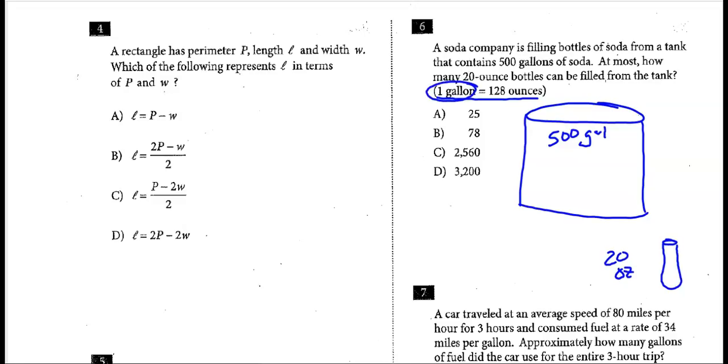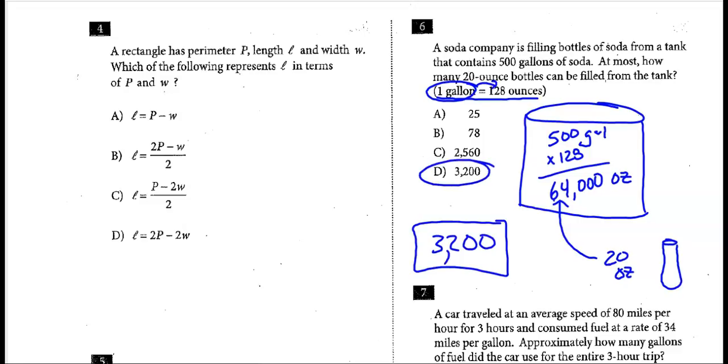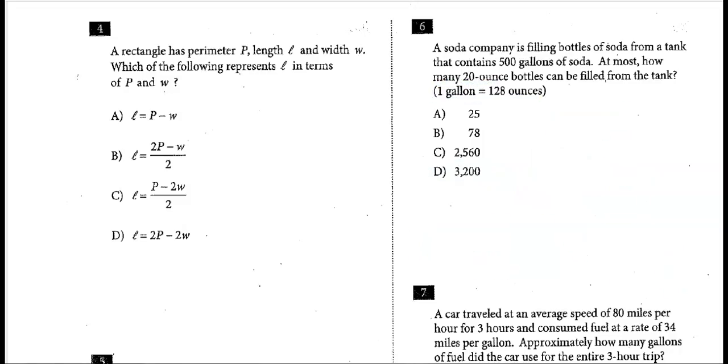So if 1 gallon is 128 ounces, for 500 gallons I just multiply by 128, and that'll give me 64,000 ounces. So that's a giant drum, 64,000 ounces. And now to figure out how many of these can go in there, I just need to divide. So really 2 goes into 6 three times, 32. Got a couple extra zeros here. So 3,200. In your calculator, you'd enter 64,000 divided by 20. All right, moving on to number 7.